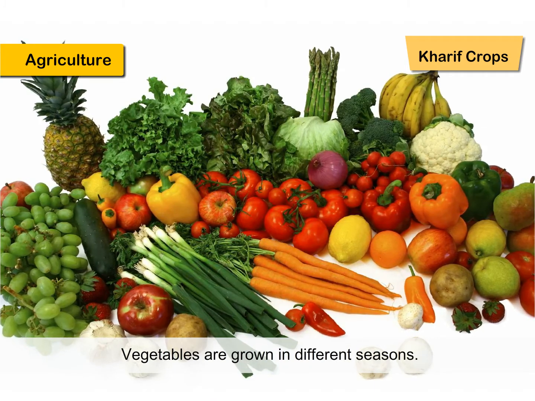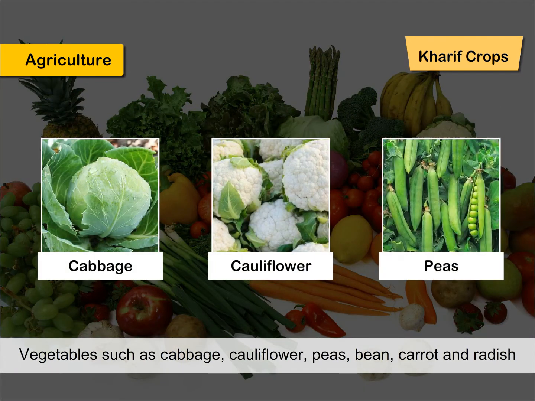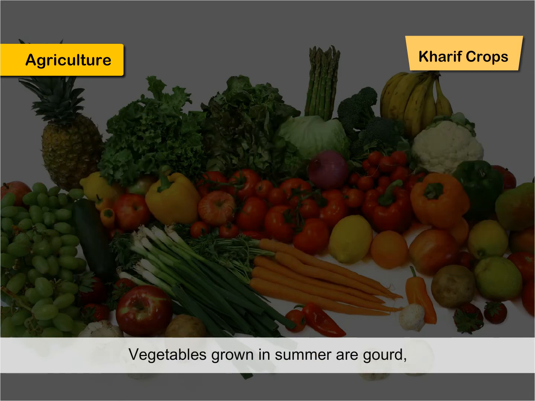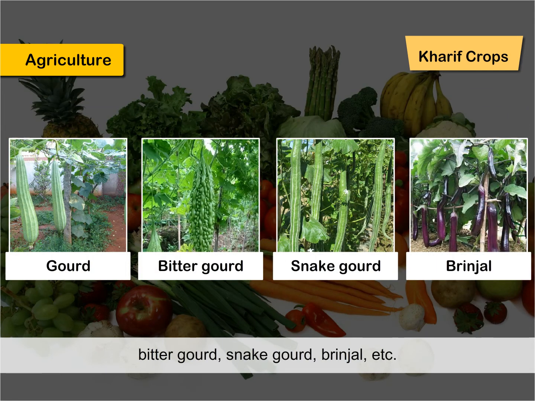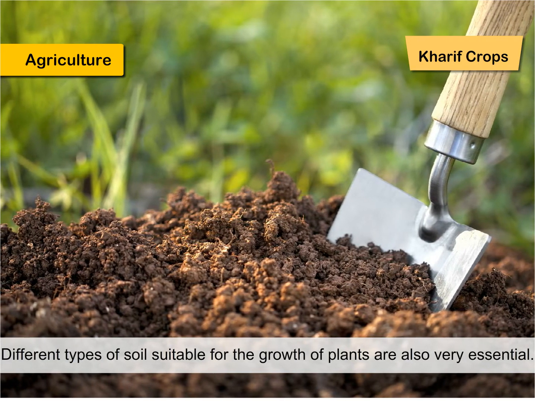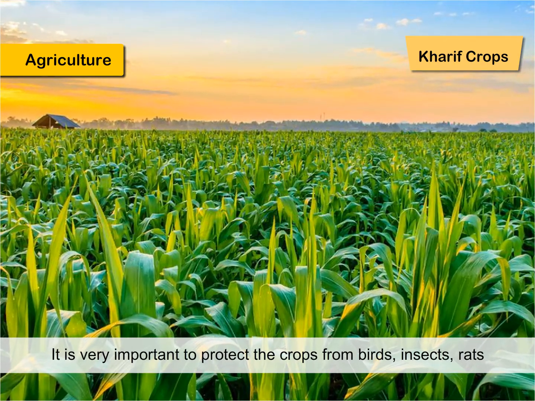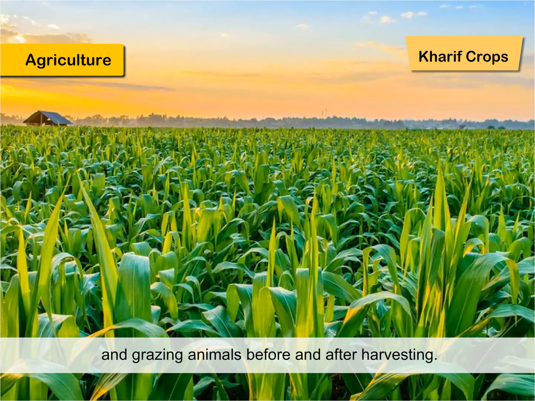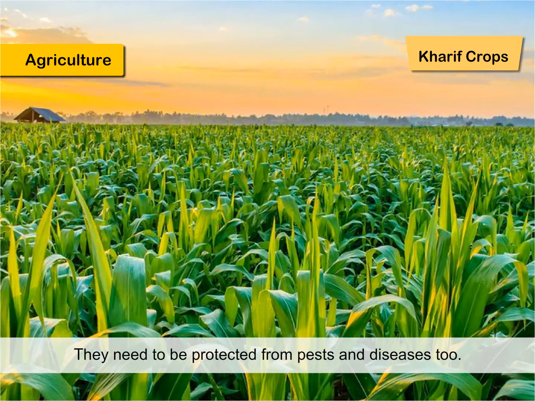Vegetables are grown in different seasons. Vegetables such as cabbage, cauliflower, peas, bean, carrot and radish are grown in winter. Vegetables grown in summer are gourd, bitter gourd, snake gourd, brinjal, etc. Different types of soil suitable for the growth of plants are also very essential. It is very important to protect the crops from birds, insects, rats, and grazing animals before and after harvesting. They need to be protected from pests and diseases too.